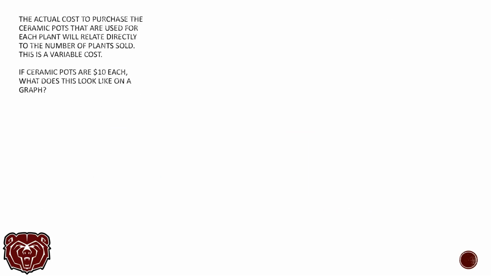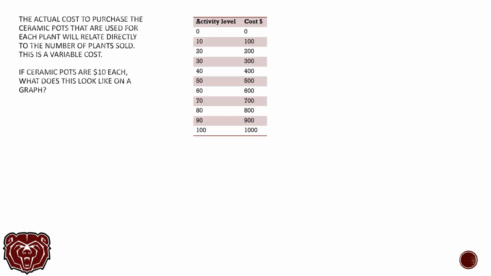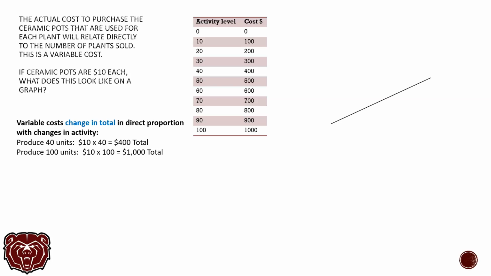So the actual cost to purchase these ceramic pots that are used for each plant will relate directly to the number of plants sold. This is a variable cost. So let's say that ceramic pots cost $10 a piece. What does that look like on our graph? Well, if we produce 0 pots, then it costs us $0. If we produce 10 pots at $10 a piece, that's $100, so on and so forth all the way through.